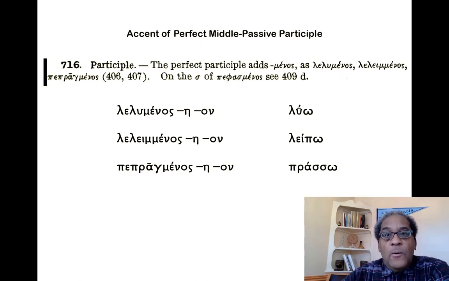Okay. So the accent of these perfect middle passive participles gives one another clue, and that is the fact that the accent is not recessive, but lands on the second from the last syllable. So you have λελυμένος, λελειμμένος, πεπραγμένος, from λύω, λείπω, and πράσσω, respectively. So this will be another tip-off that you're dealing with the middle or passive of the perfect tense participle.